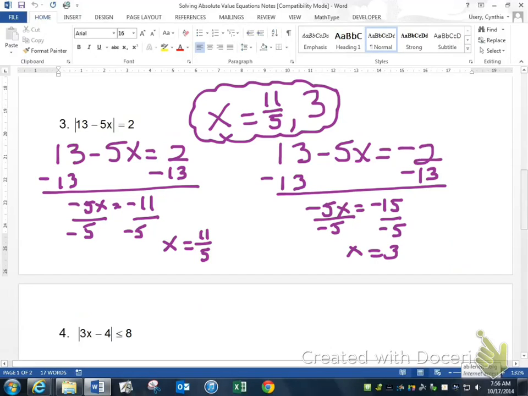Okay, I got x equals 11/5 and 3, and it doesn't matter what order you write them in. You can write 3 and 11/5. It doesn't matter. So hopefully you got the same thing I did. If you didn't, check my work, see what I did differently than you. Let's look at number 4. We're going to do some inequalities now.